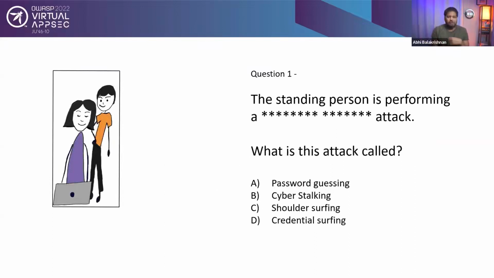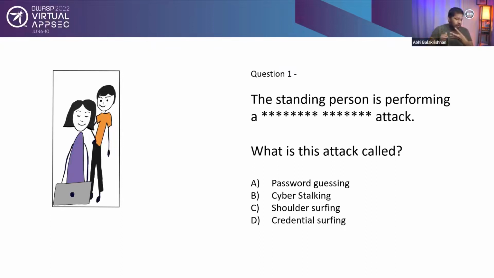All right, before going ahead, I have a question. You can see a picture on your right-hand side. There's a person sitting and doing something on their laptop. Maybe they are checking their emails, social media, or making some transactions or whatever. And there is a person behind standing, looking over the sitting person's shoulder onto the screen, and this standing person is performing some sort of an attack. The question is, what is this attack called?